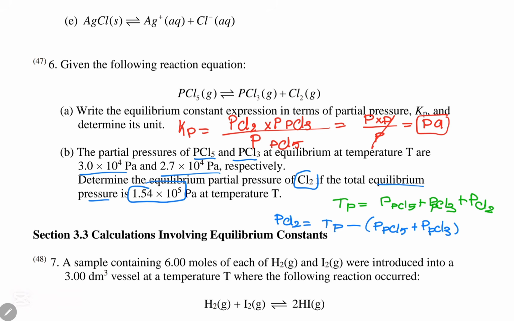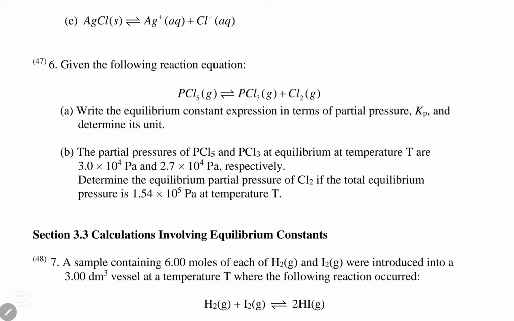So then on your calculator, 1.54 times 10 to the power of 5 minus what? Minus the partial pressure of PCl5, which they gave us as 3.0 times 10 to the 4, plus the partial pressure of 2.7 times 10 to the 4. Close your bracket, and I got an answer. How many significant figures did they want? To 3 significant figures? No, actually, look, 3 and 2. So they wanted 2 significant figures. So I'm going to change my answer to 2 significant figures. So I can say it's 97 times 10 to the power of 3, or I could say it's 9.7 times 10 to the power of 4 Pascal. So that's it for question 6, part B.